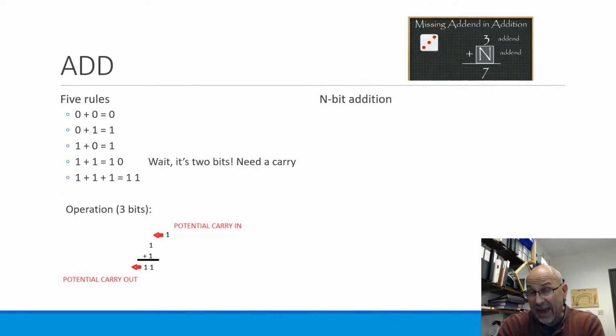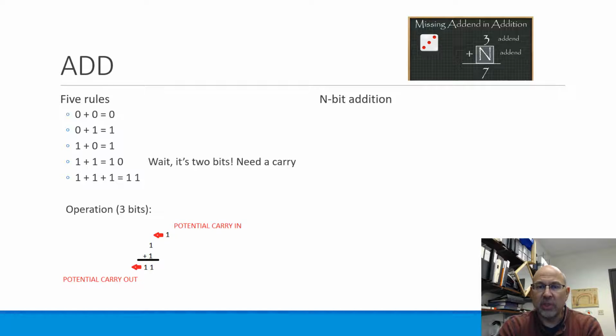So let's talk about adding next. There are essentially 5 rules that we use for adding. And those are 0 plus 0 in binary gives me a 0. 0 plus 1 in binary gives me a 1. 1 plus 0 gives me a 1. 1 plus 1 actually gives me a 0. But we have to remember that we have a carry.